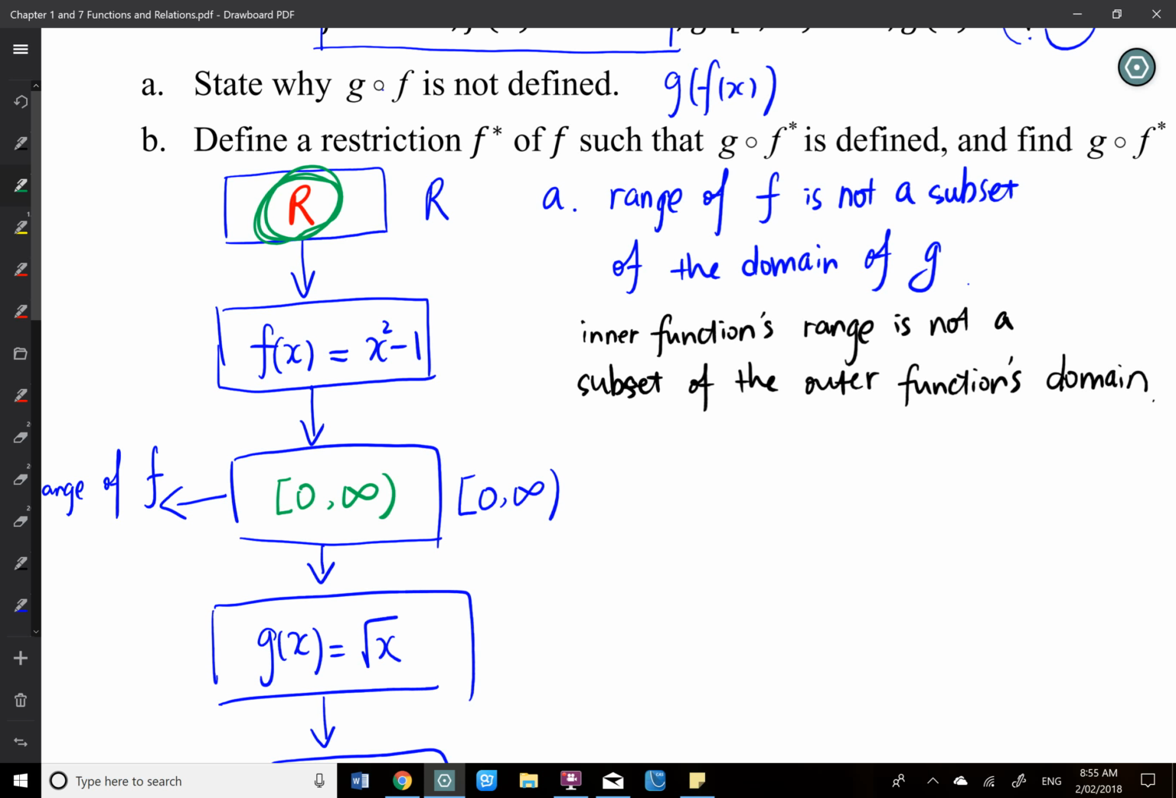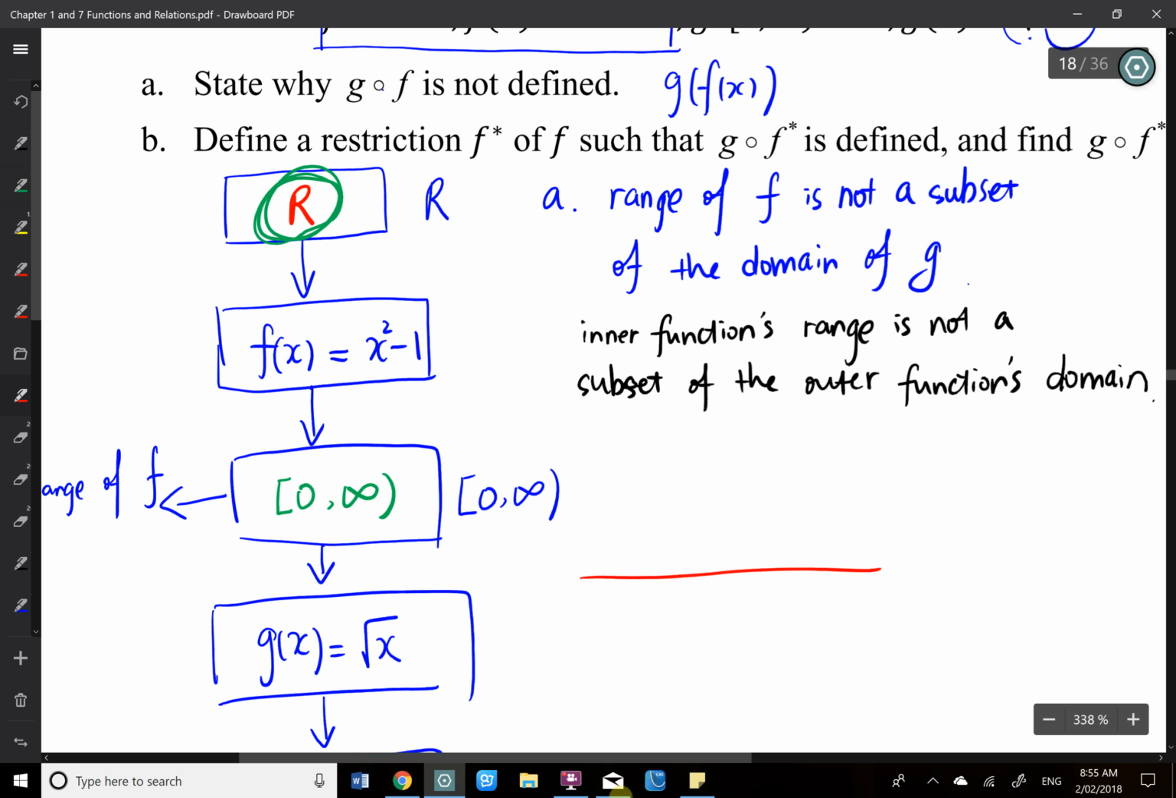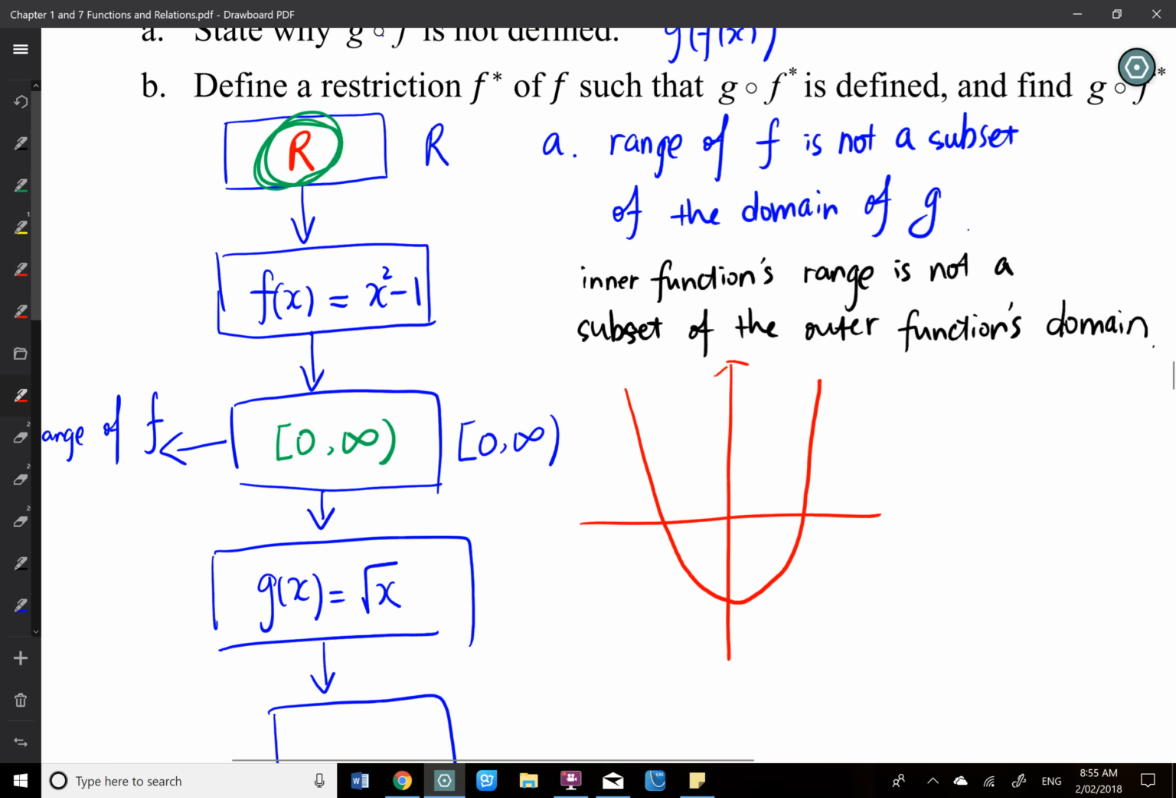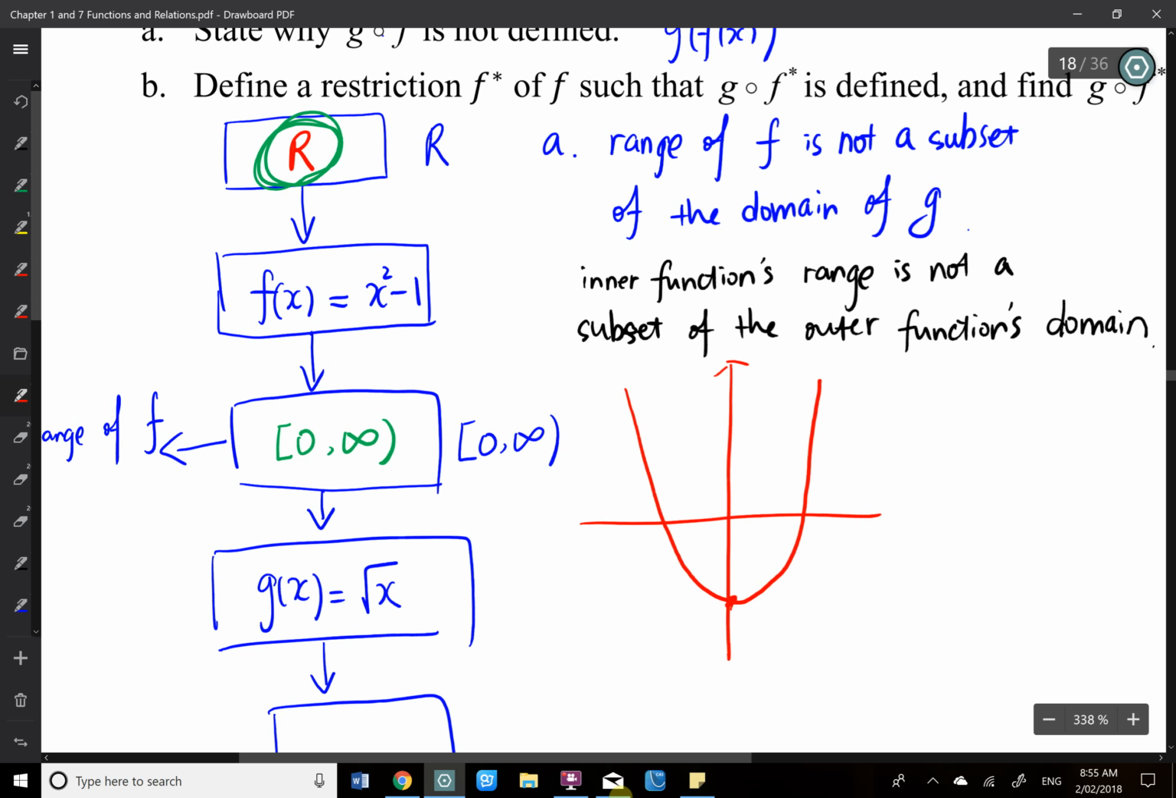Okay, what the domain must be. So I can sketch x squared minus 1. That's why I said quadratic is very important. You use it in all different ways, like say composite functions. So I know this turning point will be (0, -1), and I know this will be (1, 0), and this will be (-1, 0).